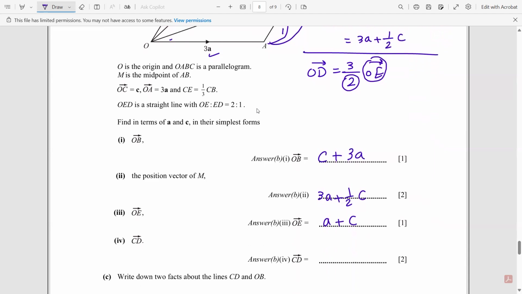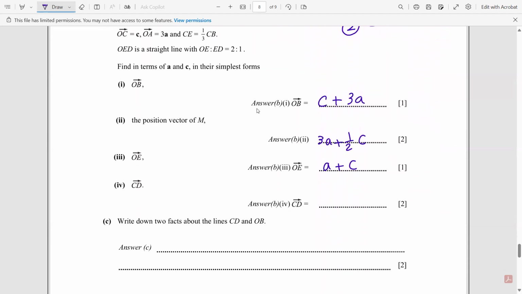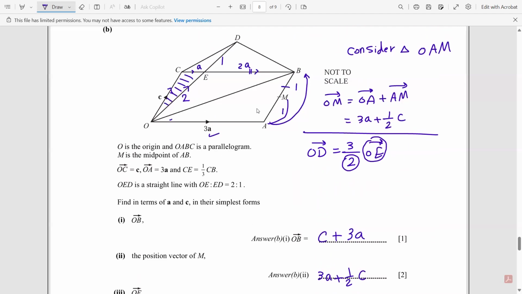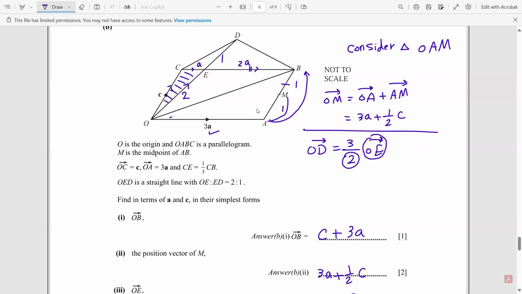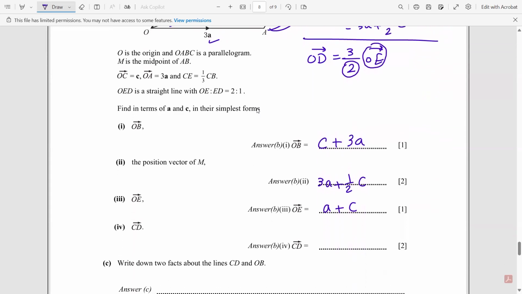Let me write this. The vector OD. Written here, CD. Oh, no. Oh, I want CD. Where is CD here? Oh, I found OD first. Okay, nice. I found OD first. I need OD. So the OD is 3 halves of OE. OE already given, already found. I found it here. This vector OE is simply A plus C. So this is the vector.